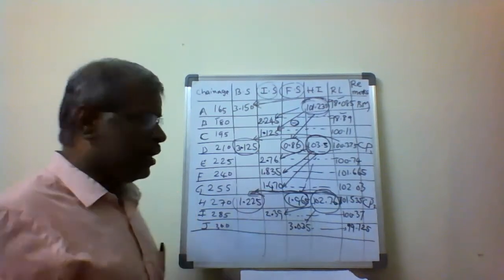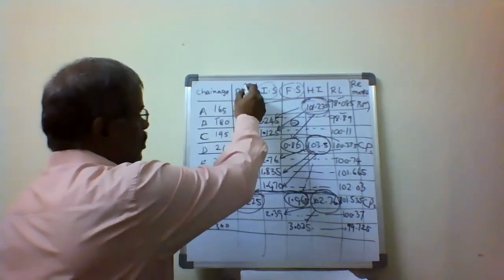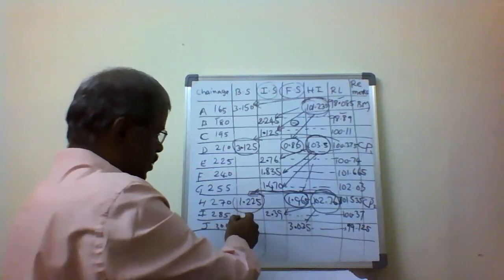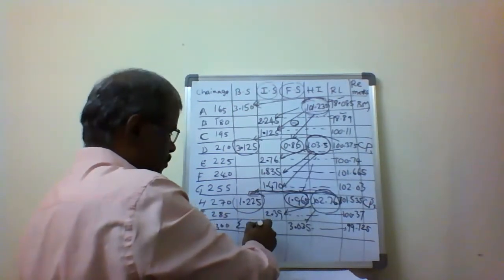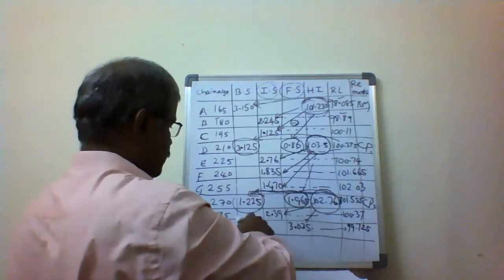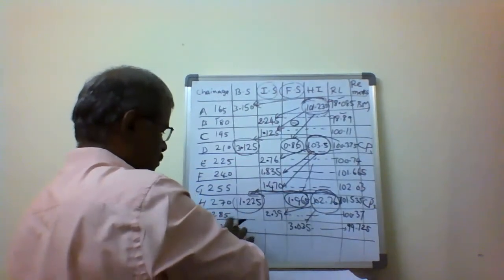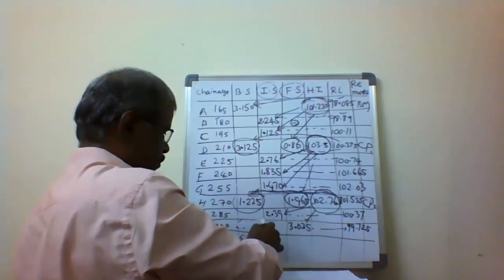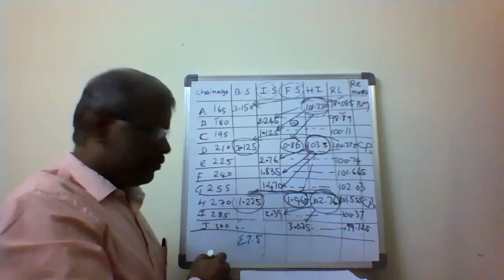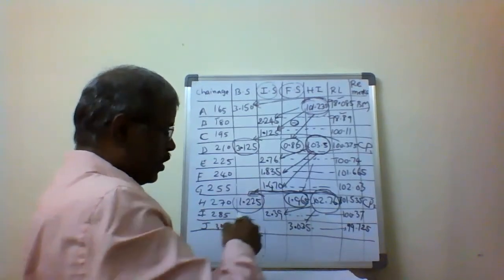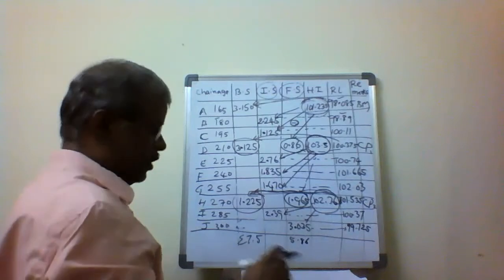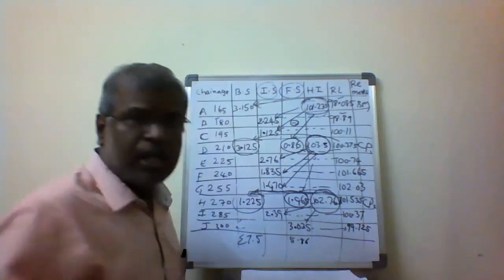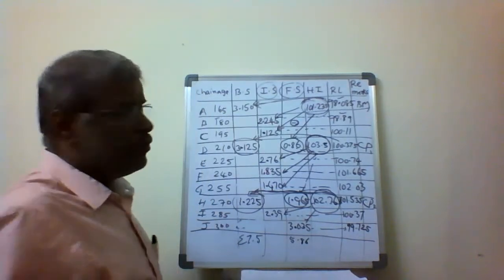Then we have to calculate the sum of all the backsights. The sigma of backsights is 7.5, the sigma of foresights is 5.86. Now, whatever elevations we calculated, whether correct or not, we have to apply the check.